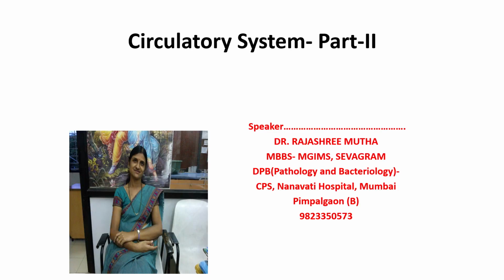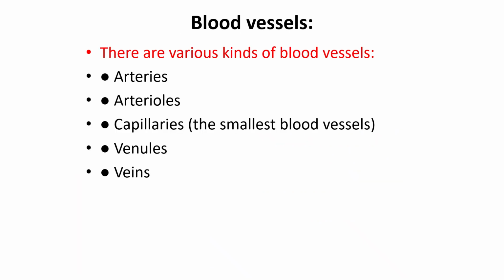In that we are going to study blood vessels, blood components, then functions of the blood, blood groups, blood coagulation, and a few more things. Blood vessels: there are a few different kinds of blood vessels. First is the artery, a blood vessel which carries blood away from the heart. It is thick walled because it carries blood under increased pressure.